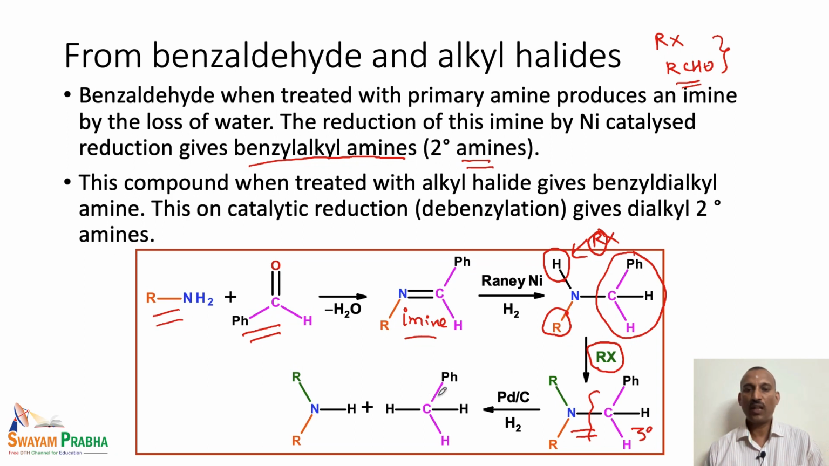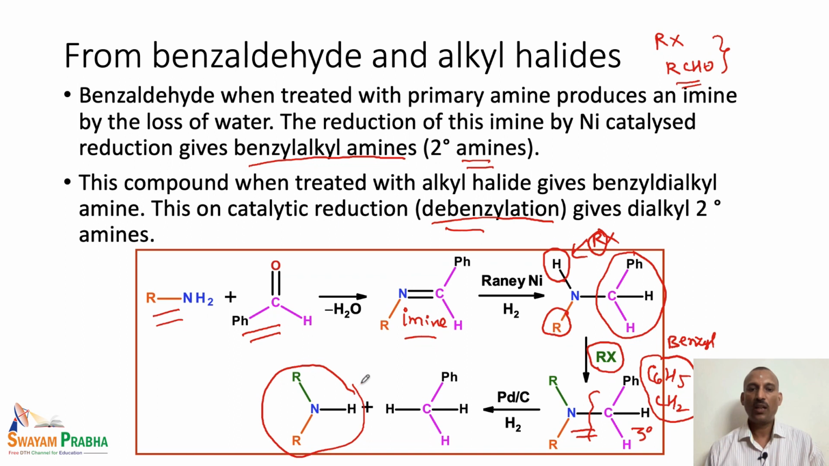So, here this reaction is nothing but a debenzylation reaction. That means we have a C6H5 unit here and we also have a CH2 unit here. So, the C6H5CH2 unit is combinedly called the benzyl unit, and this benzyl unit is removed by palladium, carbon and hydrogen reduction. That is why this is called a debenzylation reaction, and this debenzylation reaction now gives the corresponding diamino.